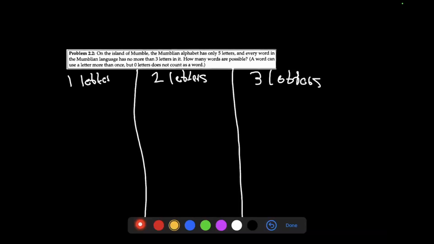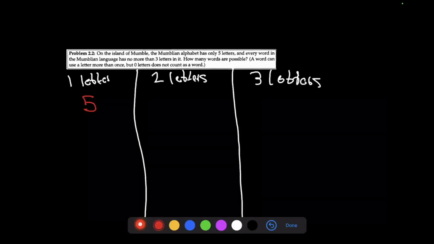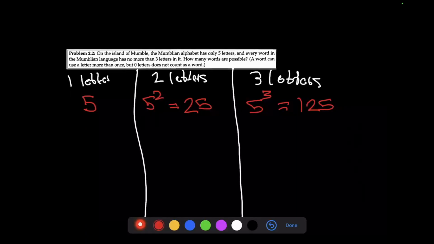So, how many ways can it have 1 letter? Well, there are 5 options for the letter. How many ways can you have 2 letters? Well, there are 5 options for each letter, giving you 25. How many ways for 3? 5 options for each of 3 letters, giving you 125. Now, if you just add these all up, you get 5 plus 25 plus 125, which is equal to 155 words.